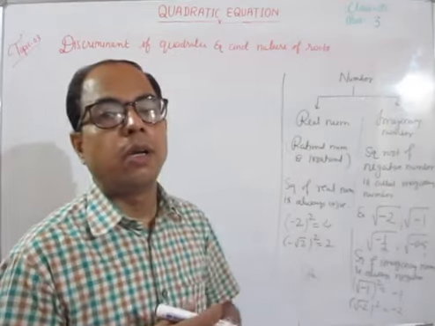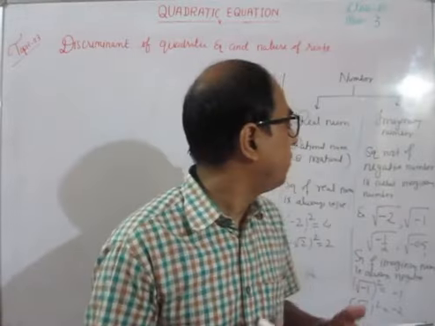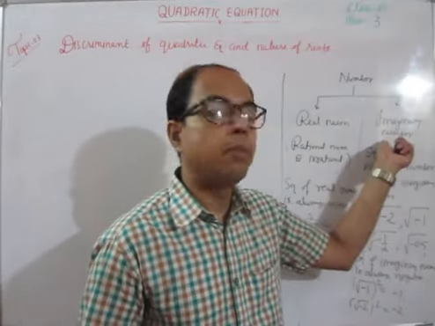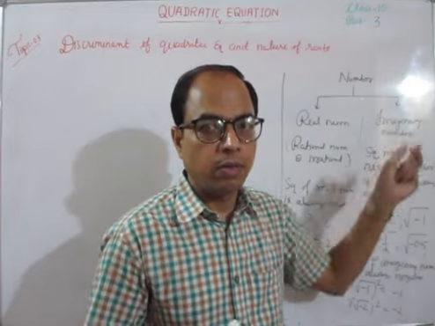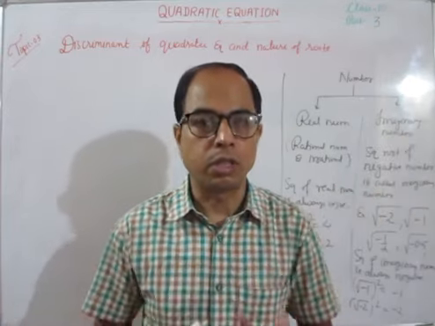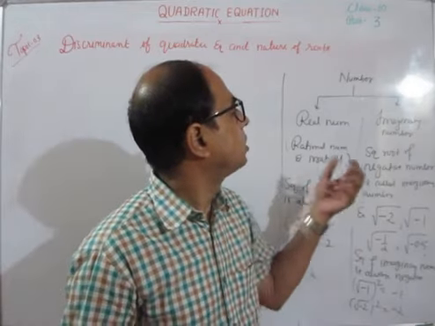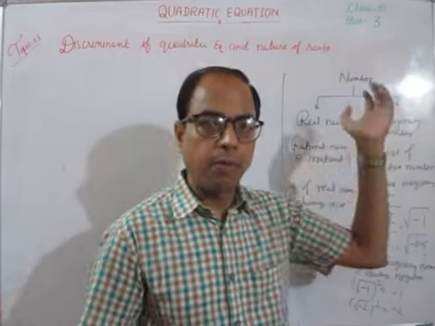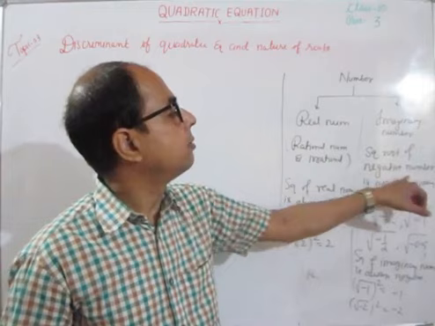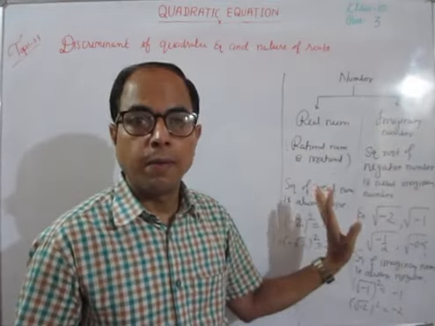Now you will read about different operations related to imaginary numbers in higher classes. So here we are not going to discuss those operations. We are only going to discuss which type of numbers are called imaginary numbers. So again I am repeating, the square root of a negative number is called an imaginary number.